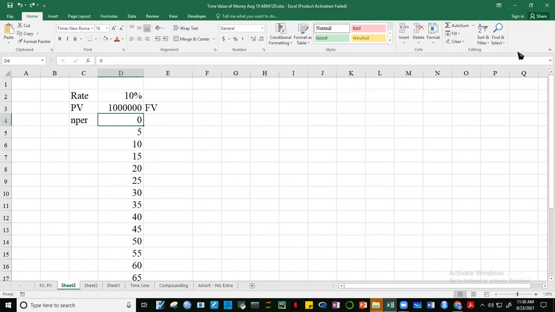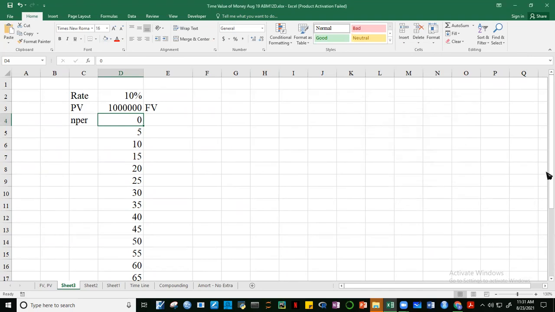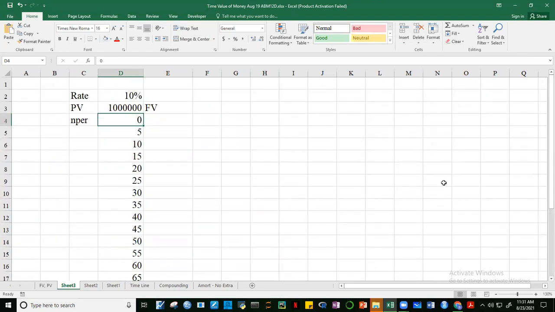So 0, ulitin ko, home, fill, then series. Series should be in columns. Step value is 5. And then stop value is 100. Ganun lang. Okay? There you go. Yan, 100. Okay? Ano lang yan, mga konting tips and tricks in Excel.